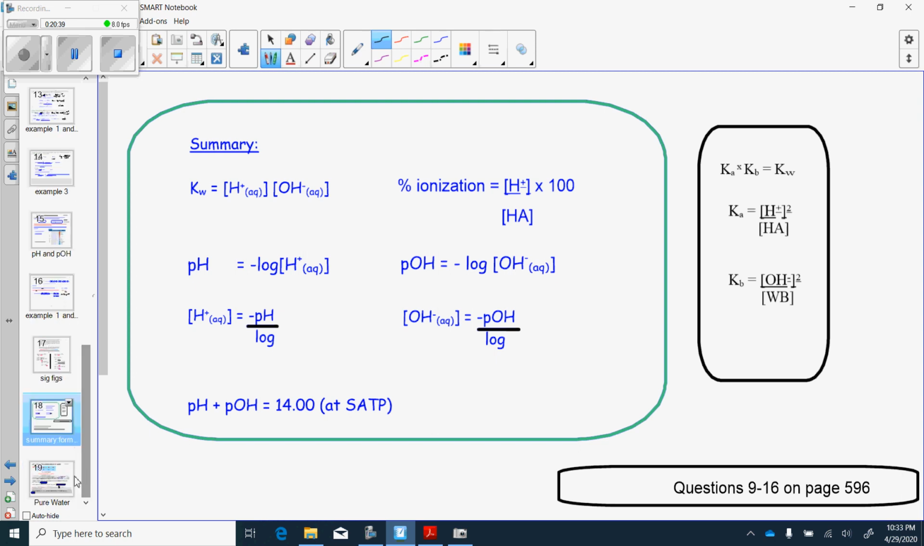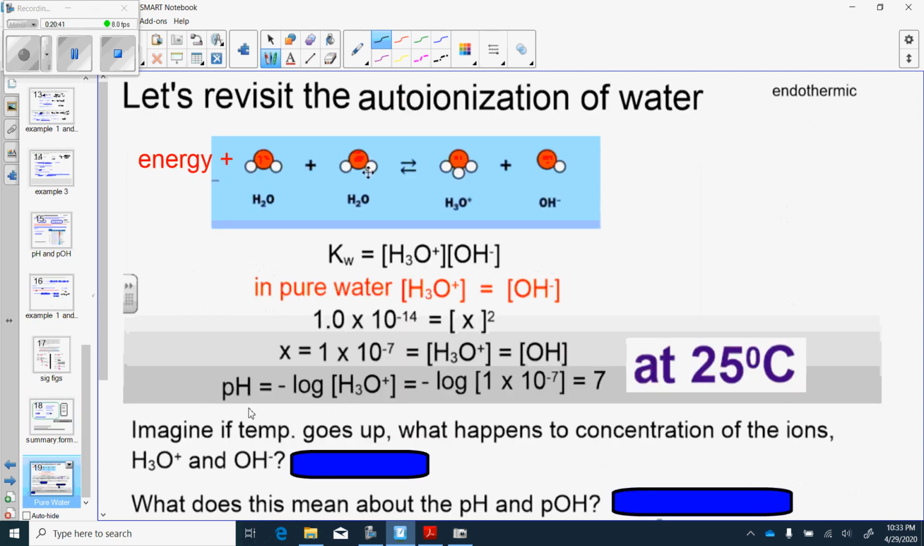And one last thing. Let's just revisit this autoionization again. I'm just going to bring that over here. When we talk about autoionization or self-ionization with water, we're looking at these 2 water molecules. They're colliding and brushing against each other. When that happens, one of the hydrogens gets dislodged. And so this water picks up an extra hydrogen and this one loses one.